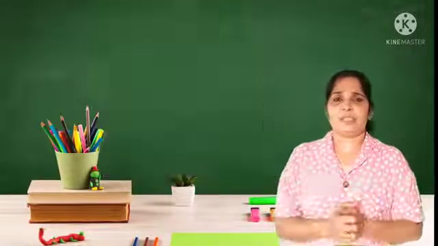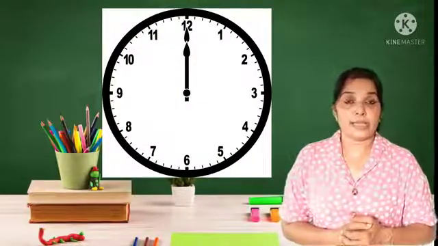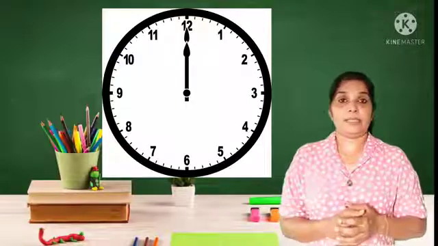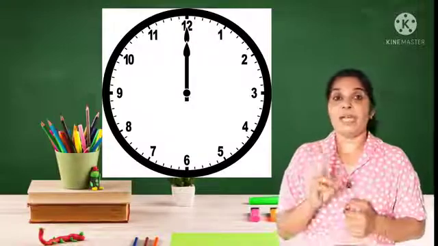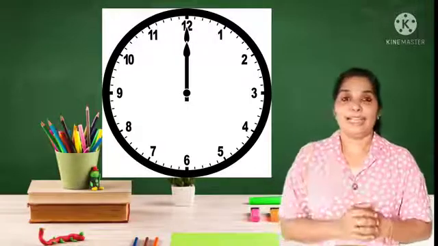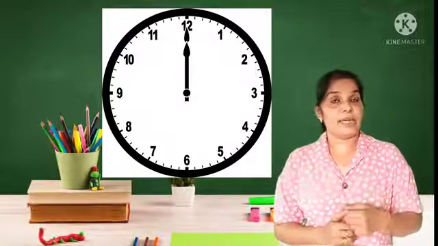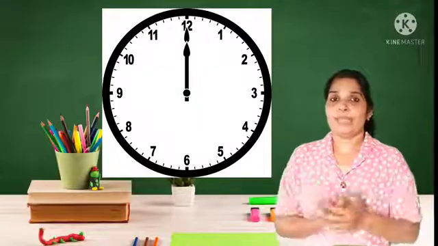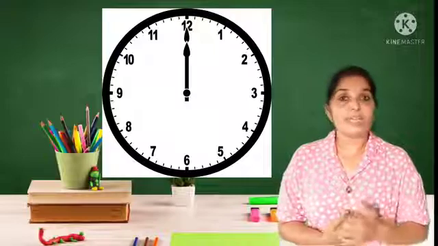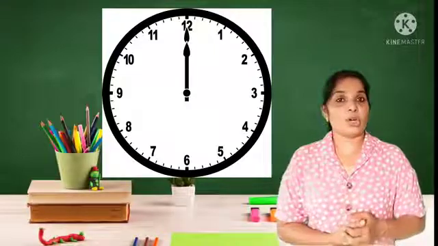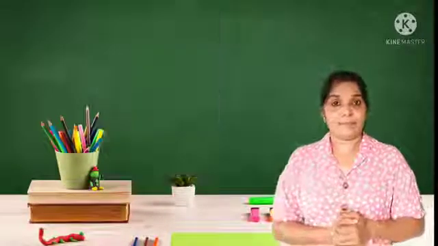And now see this clock. Where are the two hands? The short hand and long hand, the hour hand and minute hand. Where are they? Yes, both the hands are pointing at 12. The short hand, the hour hand, is pointing at 12 and the minute hand, the long hand, is pointing at 12. So what's the time? The time is 12 o'clock. Yes, 12 o'clock. Now did you all understand this?